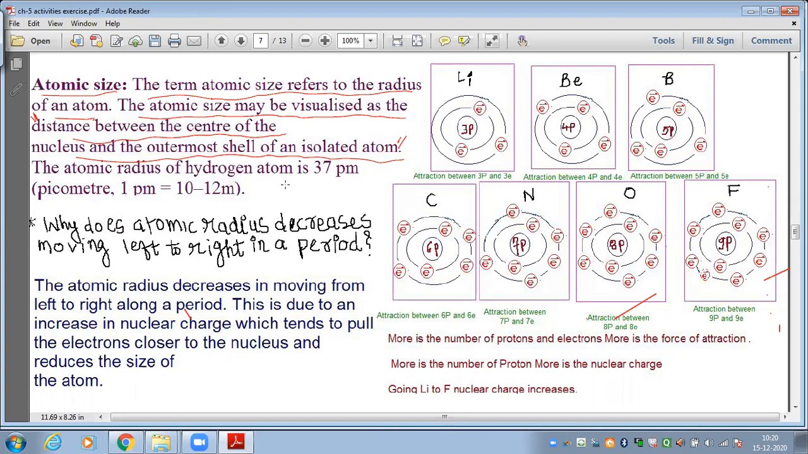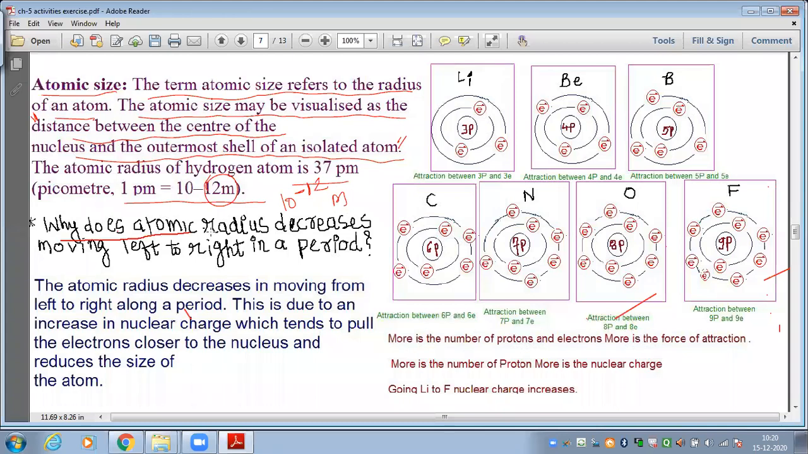The atomic radius of hydrogen is 37 picometer. Please remember that 1 picometer is equal to 10 to the power minus 12 meter. This is the power. So please remember that 1 picometer is equal to 10 to the power minus 12 meter.